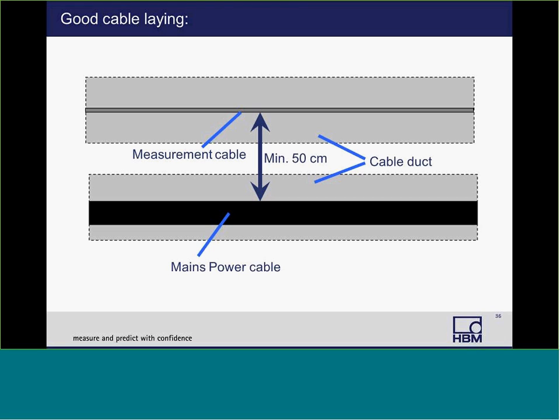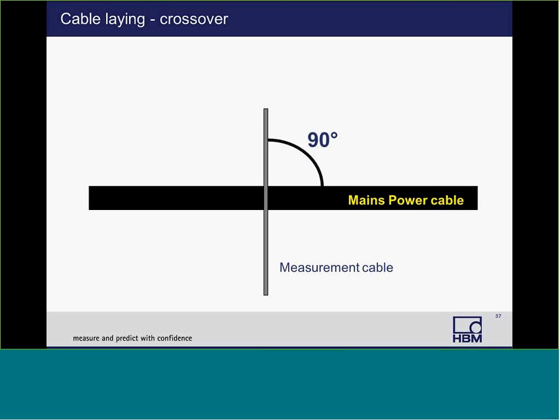So the correct way to do this would be to have at least 50 centimeters of distance between the measurement cable and your mains power cable. If you need to have your measurement cable cross over a mains power cable, if you can do it at 90 degrees, this would give the smallest influence on the electric and magnetic field. So try to avoid crossing it at an angle less than 90.